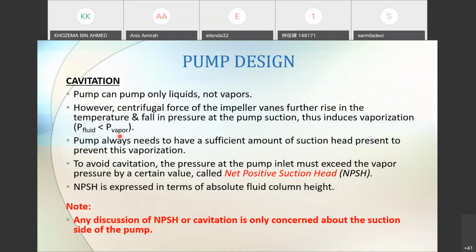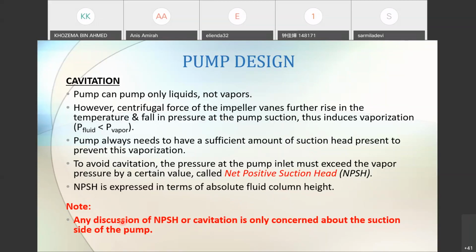In order for us to avoid cavitation, the pressure at the pump inlet must exceed the vapor pressure by a certain value. Now this value is called net positive suction head, or in short form NPSH. Again, NPSH is expressed in terms of height. So the unit here is meter or feet or inch or cm.